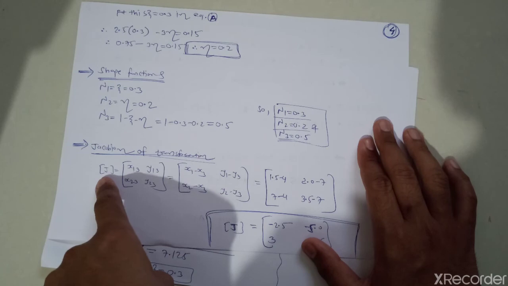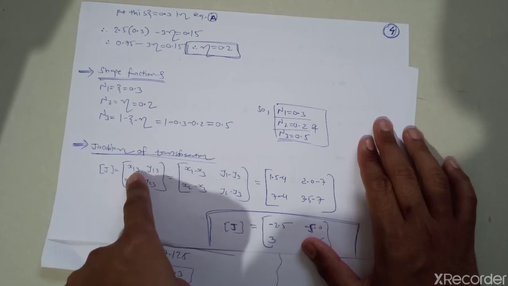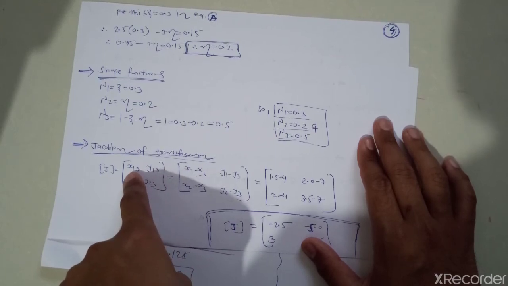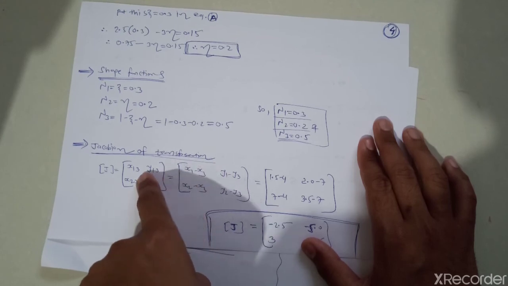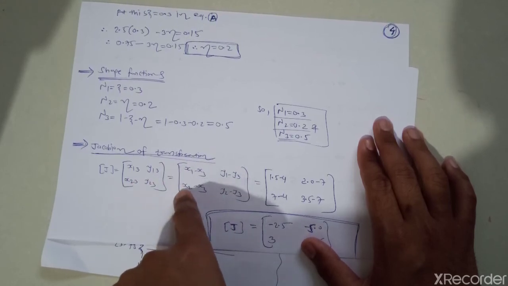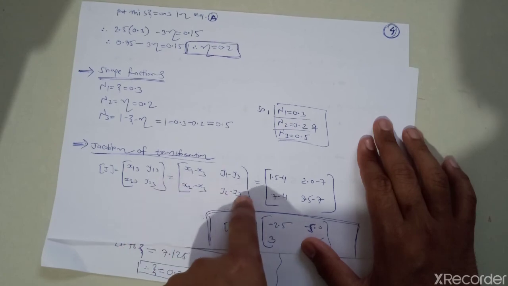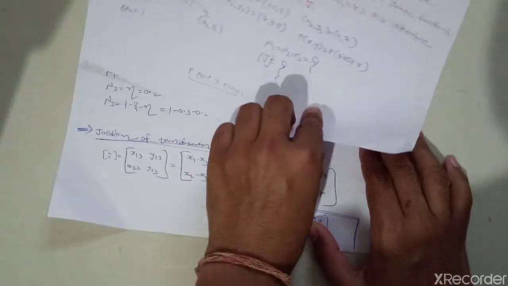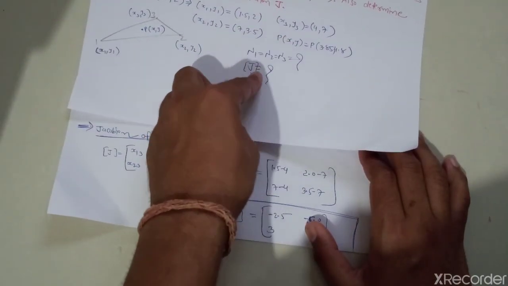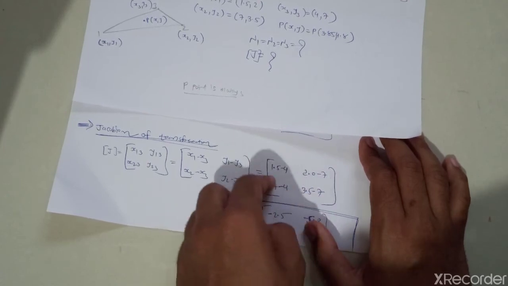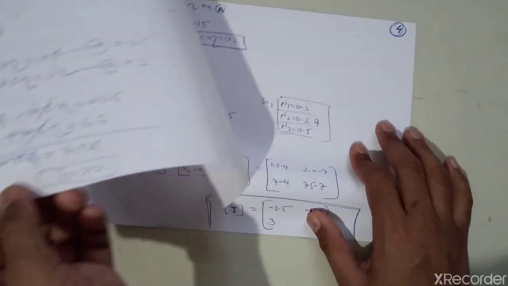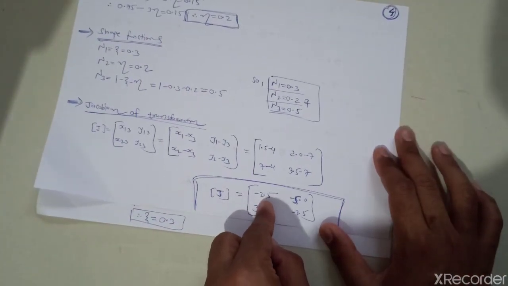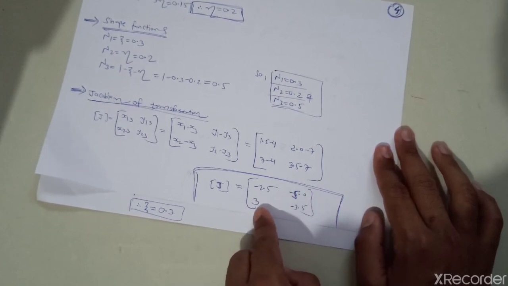Next one is the Jacobian of transformation. The Jacobian of transformation is given by the matrix x13, y13, x23, y23, where x13 is x1 minus x3, y13 is y1 minus y3, x23 is x2 minus x3, and y23 is y2 minus y3. So we put all the x1, x2, x3 and y1, y2 and y3 values here, and we get the final Jacobian of transformation as minus 2.5, minus 5, 3 and minus 3.5.